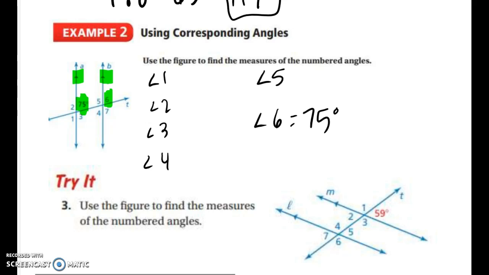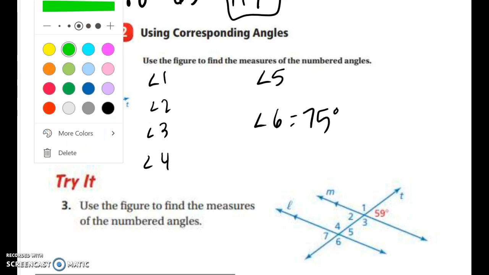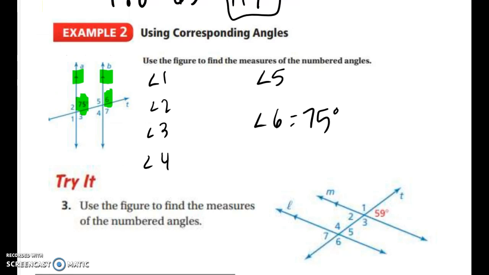All right. Now we can use supplementary angles to find out what angle 2 is. So angle 2 is located right next to 75 degrees, and it is a straight line. So these two angles must add up to be 180. So we are going to do 180 minus 75, and that's going to give us 105 degrees. So angle 2 equals 105 degrees.